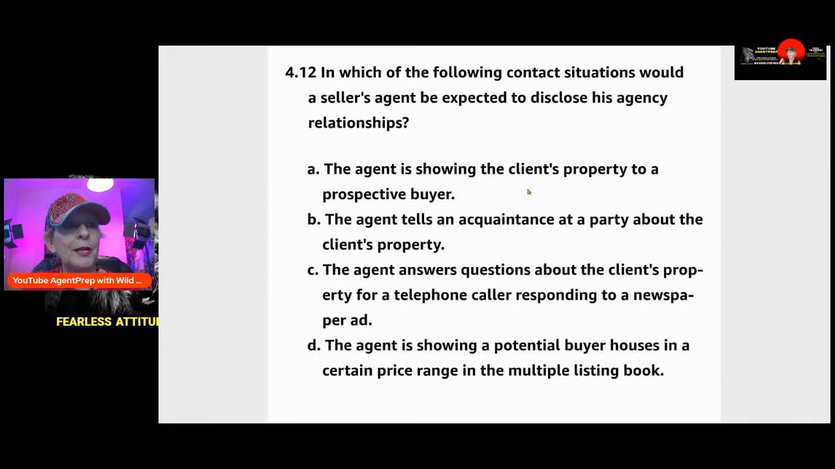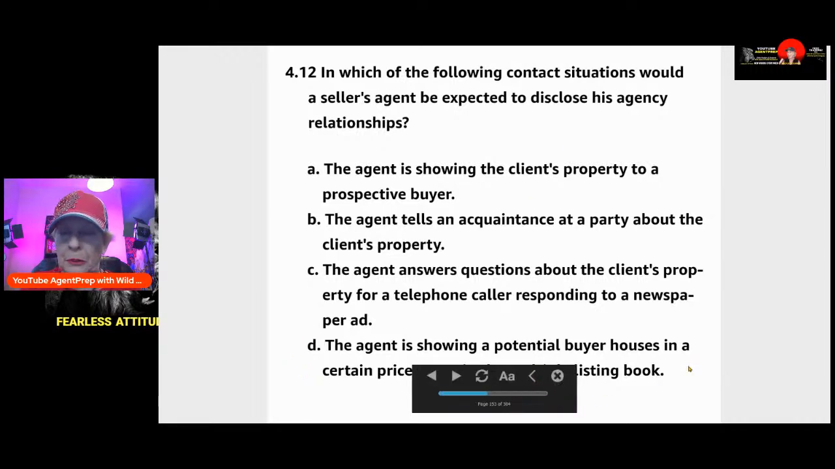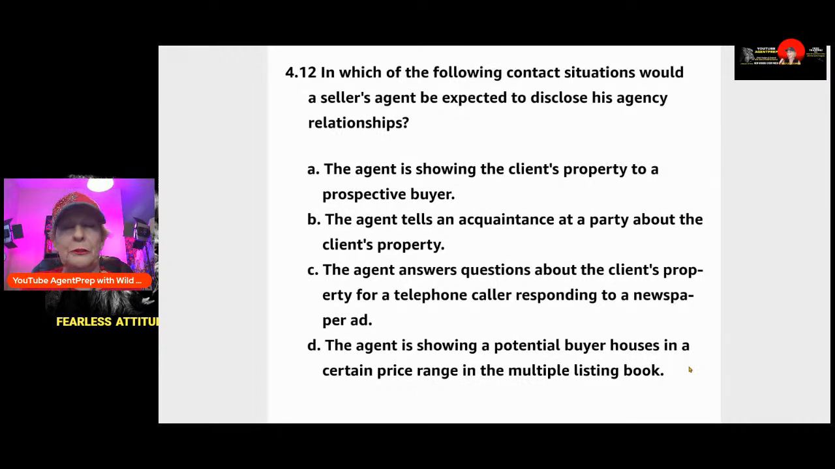And you're going to say multiple listing book? Yes, that's what I used to use in Oregon back in the 2000s. So in which contact situation must the seller's agent disclose their agency relationship?